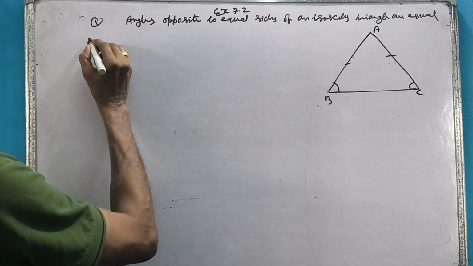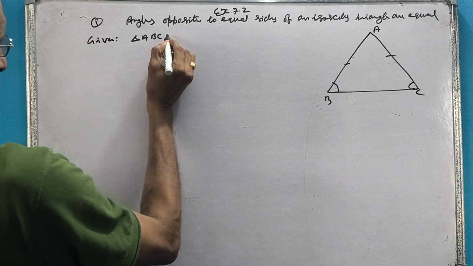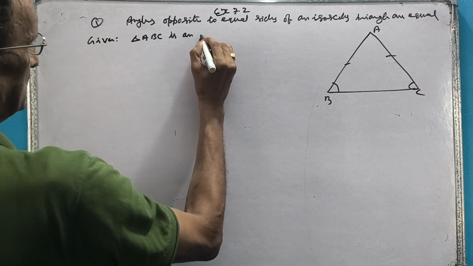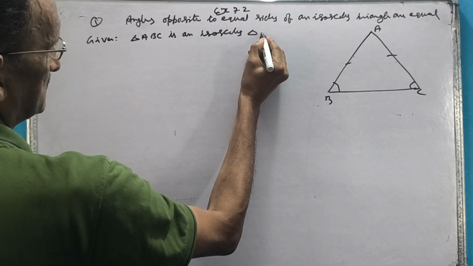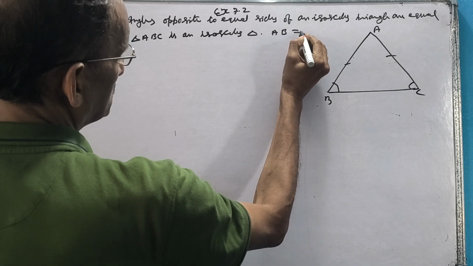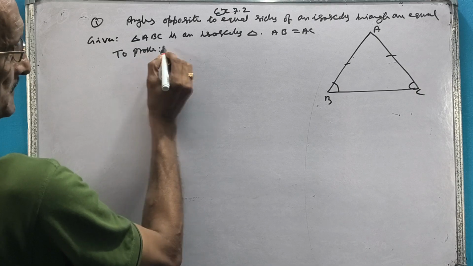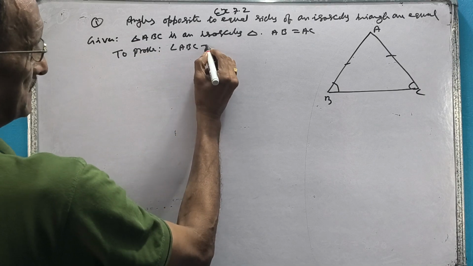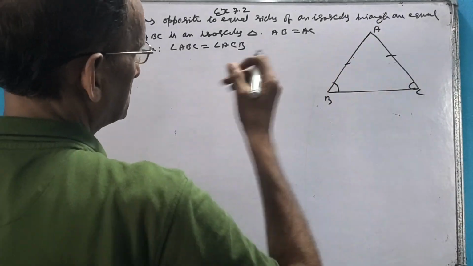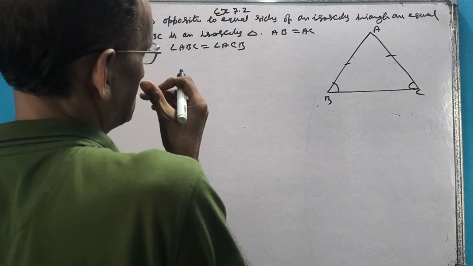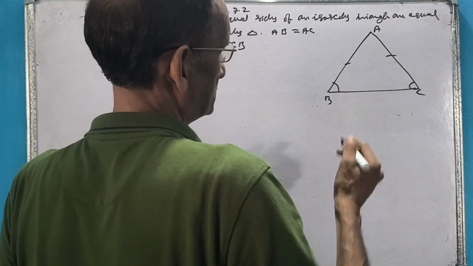So first we write given. Triangle ABC is an isosceles triangle. Mention the equal sides: AB equal to AC. This is only given. We need to prove the opposite angles, right? Full name: angle ABC equal to angle ACB. To prove this, we will use the congruence rule property. For that we need at least two triangles.